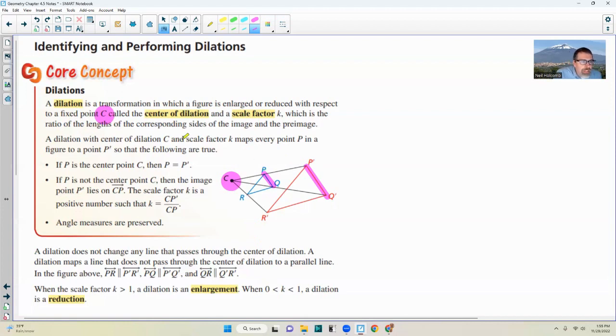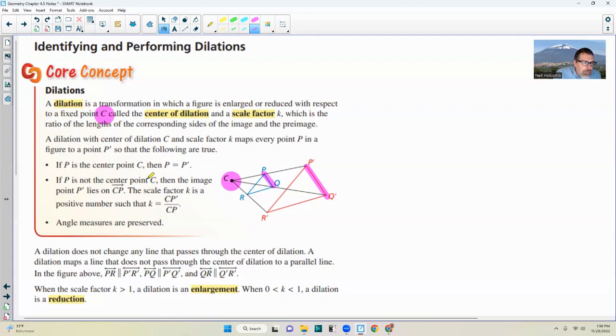So a dilation with center C and scale factor k maps every point P in a figure to a point P prime so that the following are true. If P is the center point C, then P equals P prime. In other words, if this point P was at the center C and you dilate it, it will not change. Okay, if it's at the point of dilation, that value doesn't change.